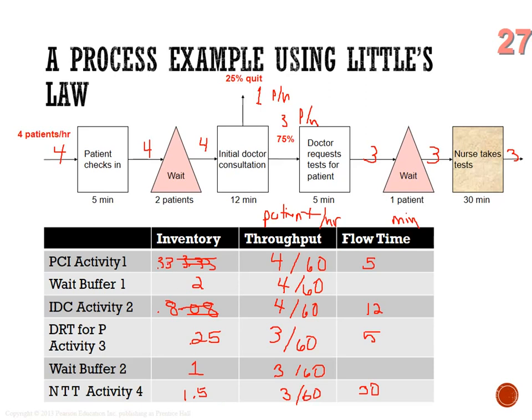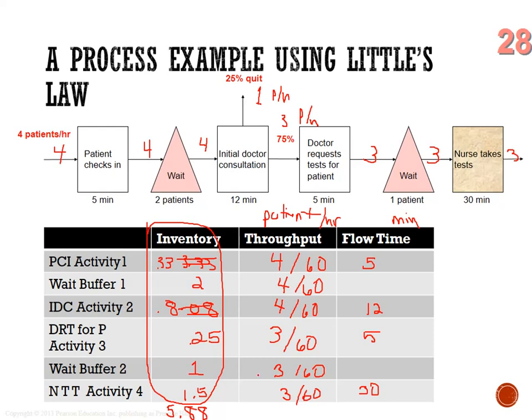So then, if I wanted to know the inventory in the entire system, right, I can add these up. So 0.33 plus 0.8. Would somebody do that for me? Then plus 0.25 plus 1.5. 5.88. So at any given time, on average, there are 5.88 patients in that entire system.